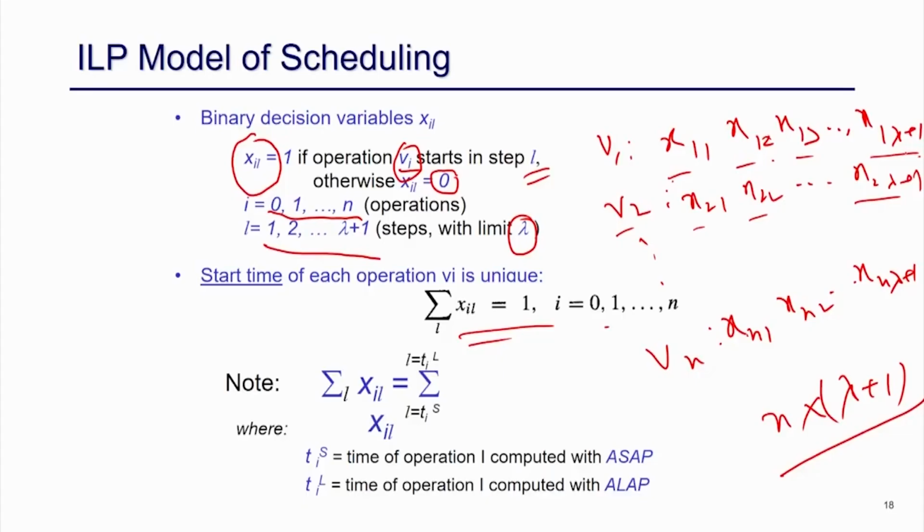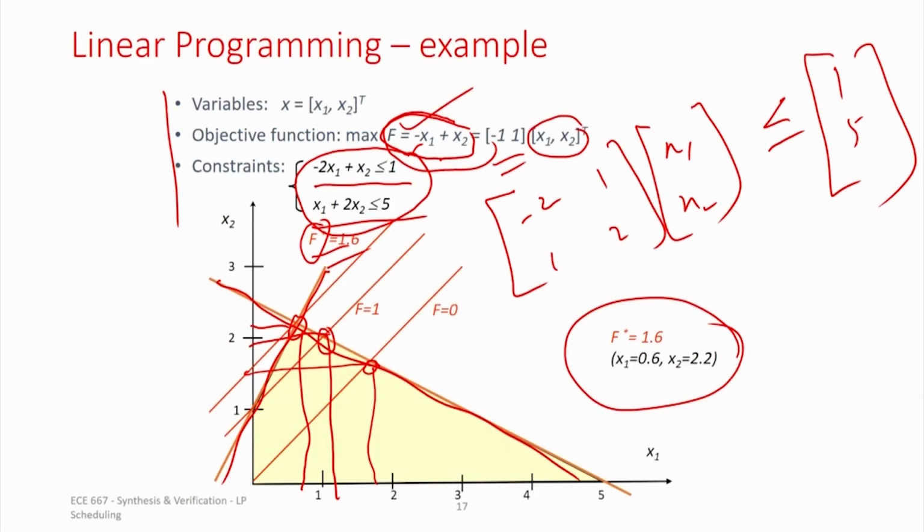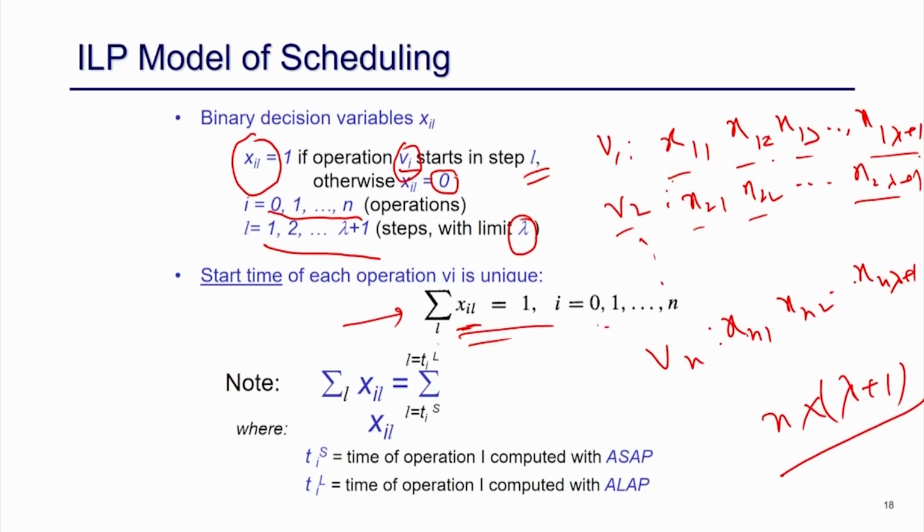As I mentioned, of these n lambda plus 1 variables only one of them will be 1, right. That is given by the unique start time: the summation of x 1 i l for l equal to 0 to n will be 1. Now, if you go back to your ASAP and ALAP solution, ASAP will give you the minimum time step. It has to be executed by that time step, it cannot go beyond that, because then the dependency will be violated, and ALAP gives you the last possible schedule. If you schedule it after that, your number of time steps will increase.